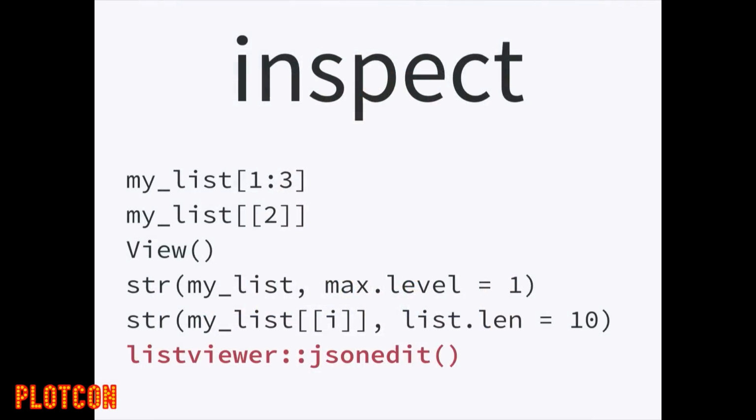So on the inspection front, those indexing tricks that I briefly went over with the pepper shaker photos do turn out to be kind of important, primitive but important, at just pulling out little bits of your list so that you can get to know it. The View command in RStudio is handy. Good old str is very handy, but you need to work the max.level and list.len arguments so that you don't fill your screen.